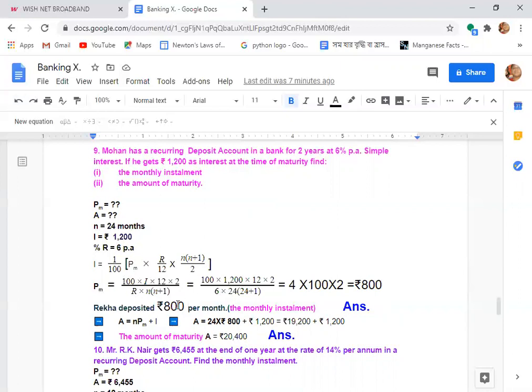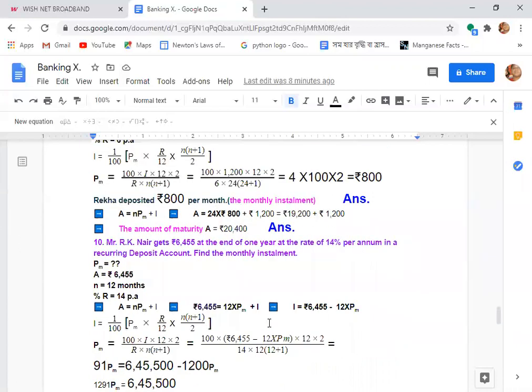So what will be the amount formula? Amount formula is number of installments into monthly installment plus interest. So number of installments is 24. That is 24 into 800 plus what is the interest? 1200 rupees. So if you add and multiply, we got 19,200 plus 1,200. That is 20,400, the amount on maturity. So there are two answers, 800 and 20,400. Now number 10 and number 11 are tricky sums. They may be done in another way, but they are a little bit tough sums.